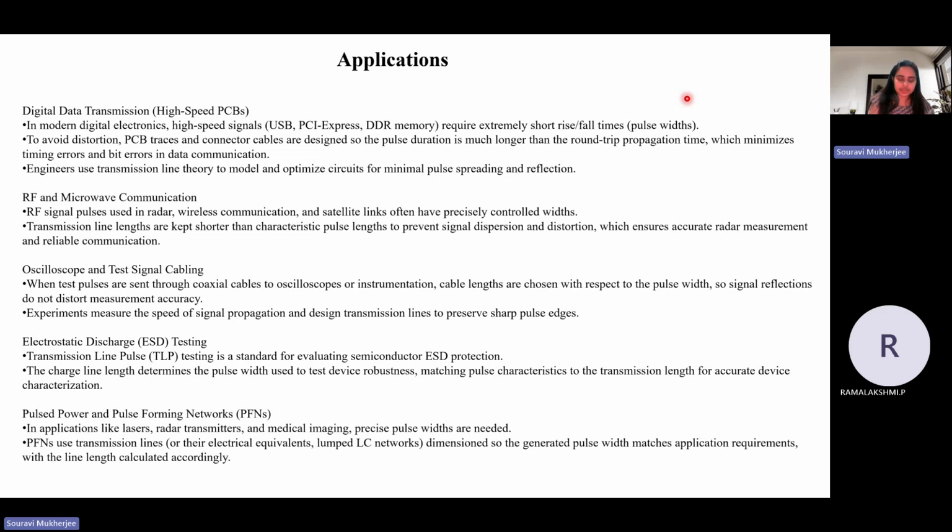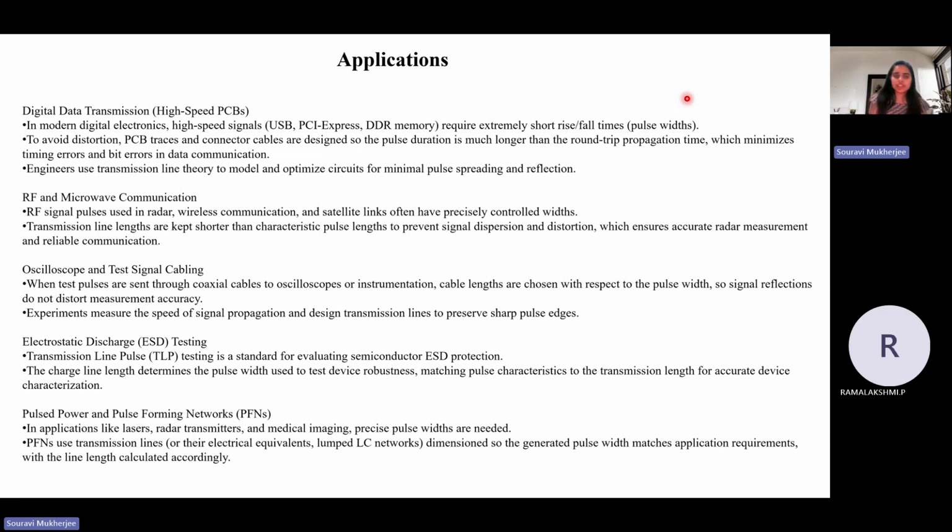This can also be useful when you're talking about RF or microwave communications, like when you're designing wireless communication, satellite links, all those kinds of cases. You have to choose your transmission lines based on these points.